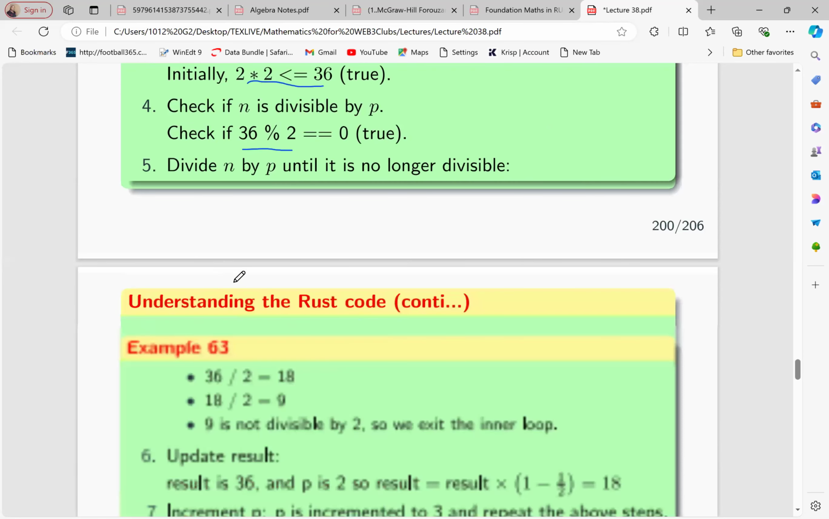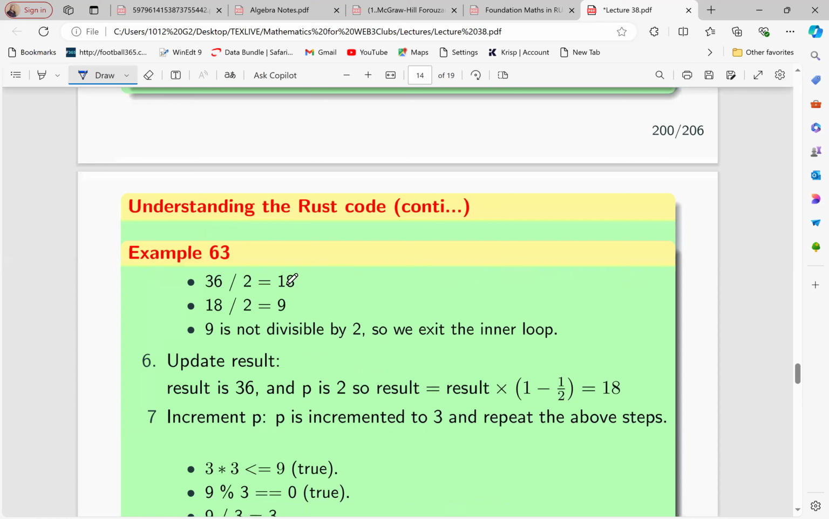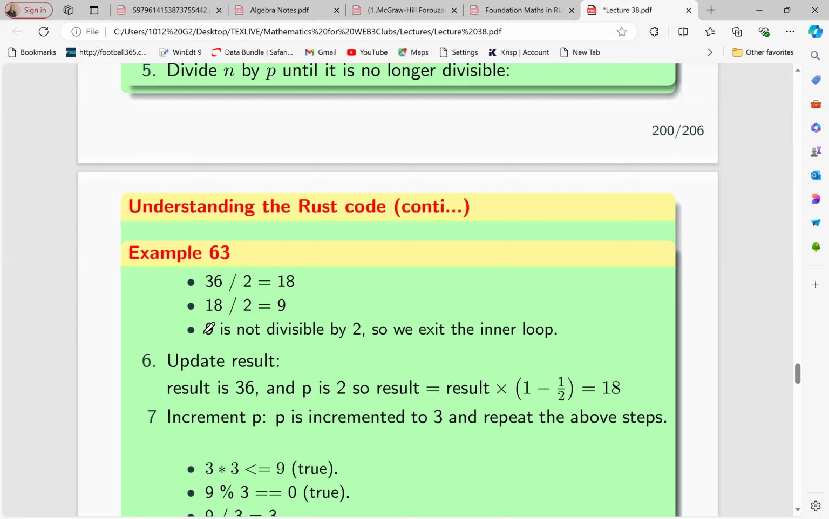So since 36 divided by 2 is 0 remainder, I divide it to get a new N, which is 18. Then 18 divided by 2 again gives me remainder 0, so I divide it to give me 9. Then 9 divided by 2 does not give me a remainder of 0, so I exit that loop. When I exit that loop, my N is 9. Remember the initial result, our initial result was put at 36, and we say it is mutable.